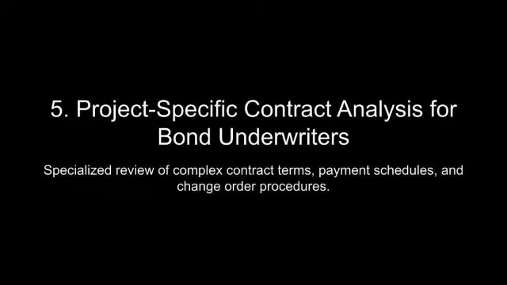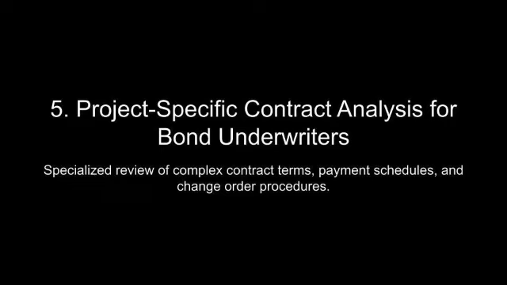Termination for default clauses, structure, and implications. In contrast, termination for default clauses are invoked when one party, usually the contractor, is alleged to have materially breached the contract. Default triggers can include failure to meet project milestones, substandard workmanship, or non-compliance with contractual terms. These clauses are more prescriptive than termination for convenience provisions, often detailing specific conditions under which termination is justified, as well as the procedures for notifying and remedying default.